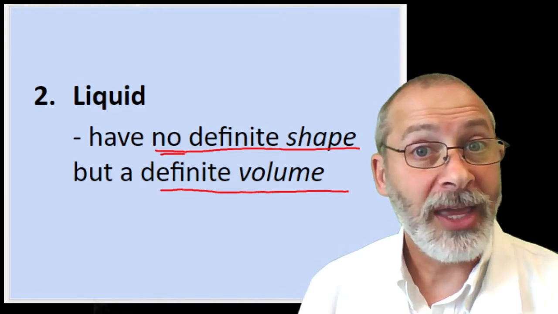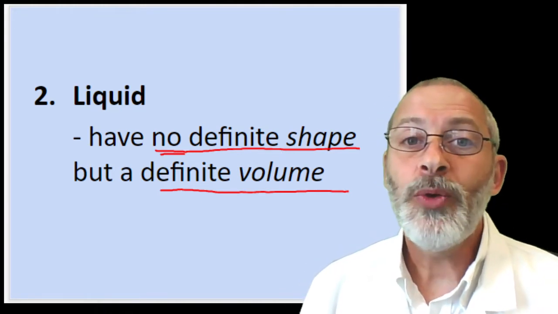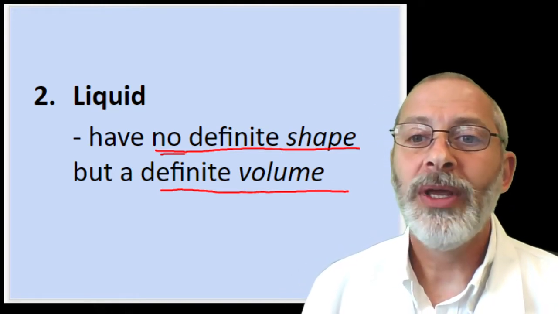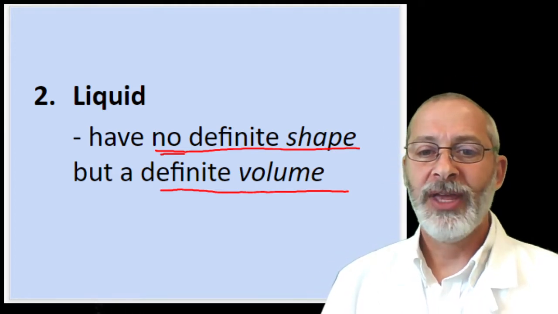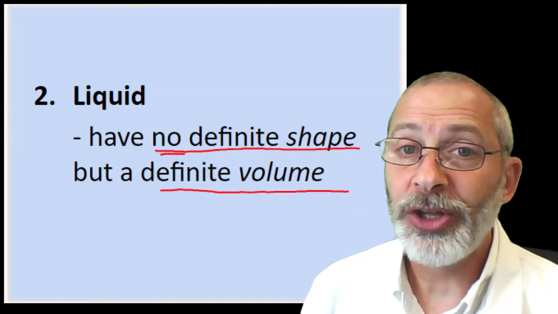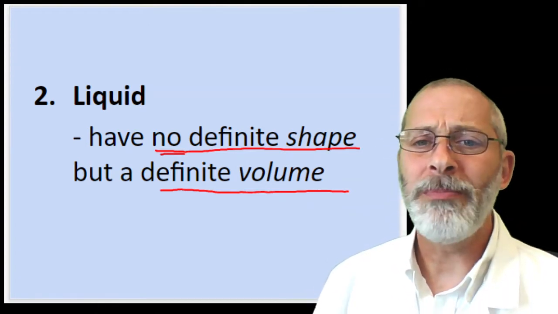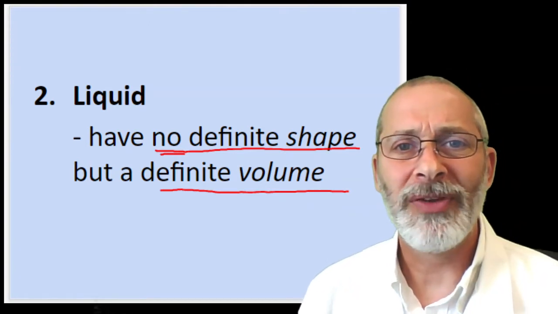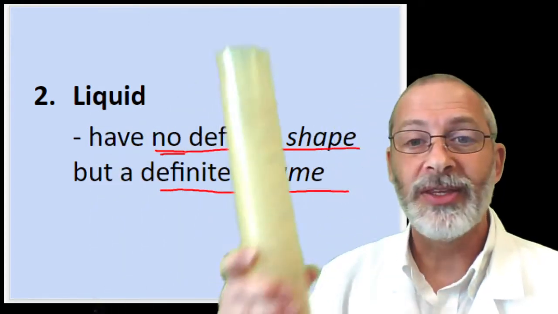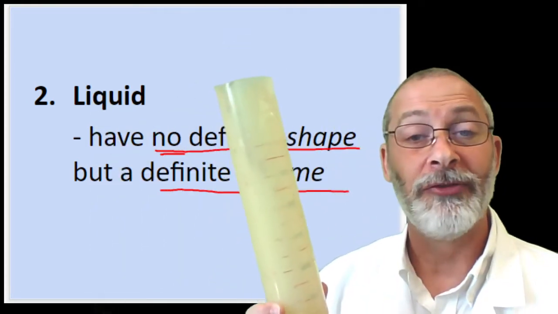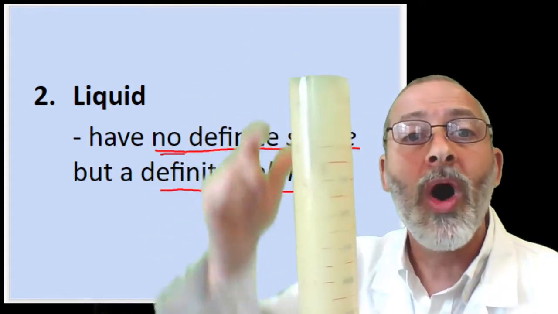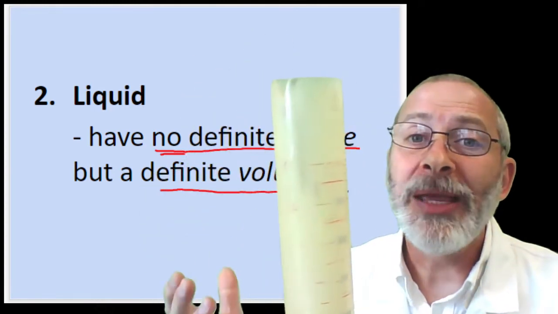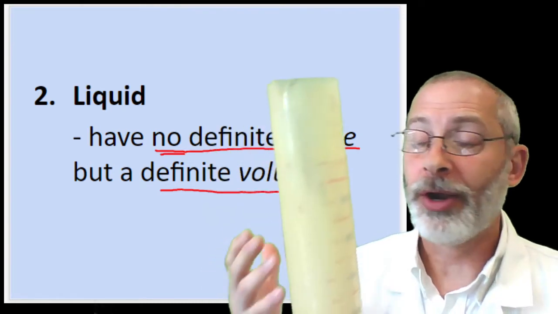Liquids, unlike solids, have no definite shape, but they do have a definite volume. Well, what do we mean by no definite shape? Well, let's take this graduated cylinder again for a moment and imagine that we filled it with water. What shape would that liquid water have?